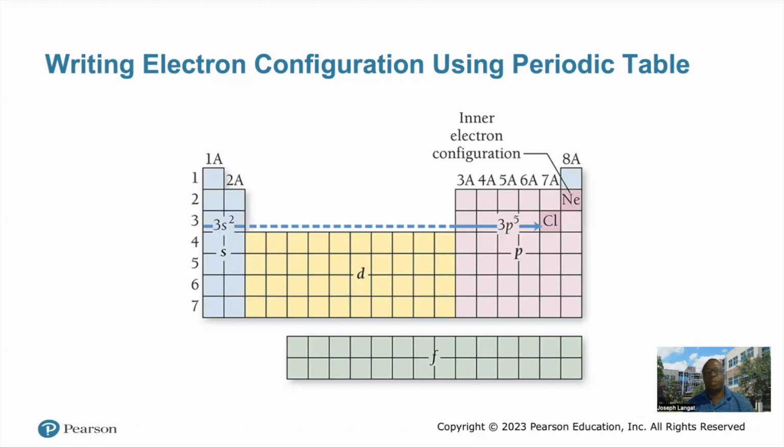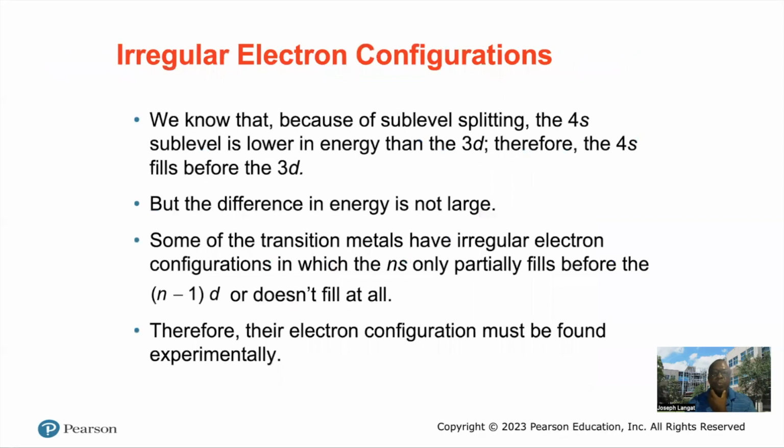You can use the periodic table. 1s2, 2s2, 2p6, 3s2, 3p6, and so forth. And then you write the electron configuration without writing the other one. We learned the long form.